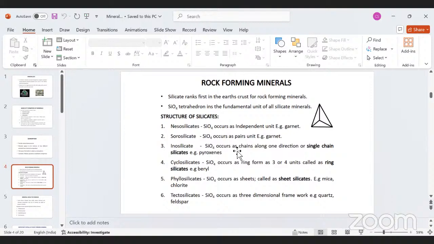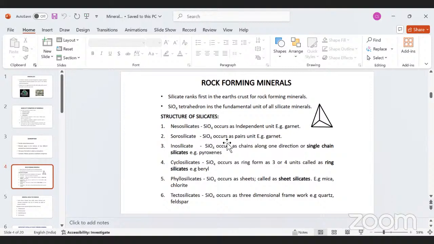Independent tetrahedral groups and double tetra structures. Double tetra structures are also there, and ring structures. Ring structures are known as the cyclostructures. I'll tell you that. The independent tetrahedral group is SiO4, and along with that another chemical element will be there.